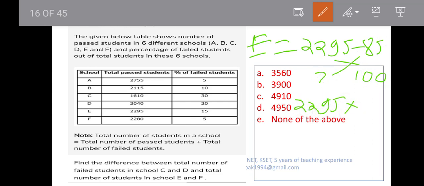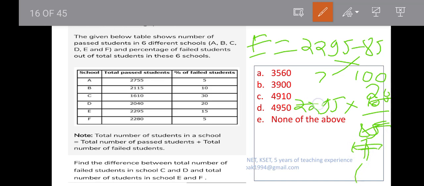2295 into 100 divided by 85. If the last number is 5, then obviously that is divisible by 5. So we can make it like this: 5 20s are 100, and 5 1s are 5, and 17s are 100. Correct? Now whether it is divisible by 17 is the matter.